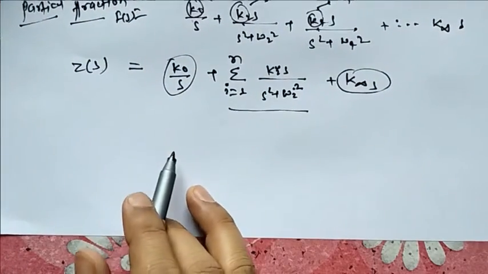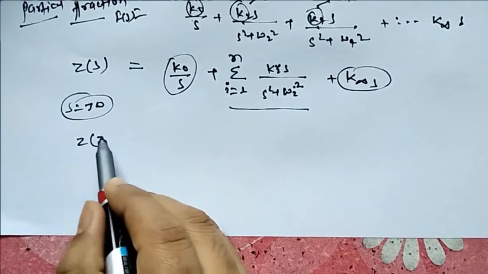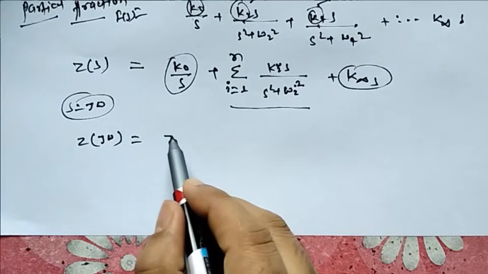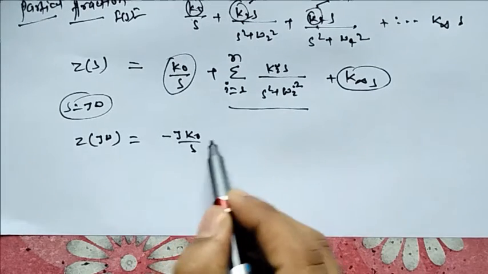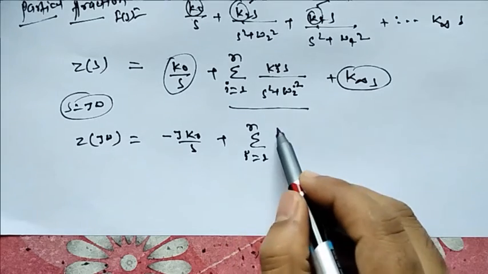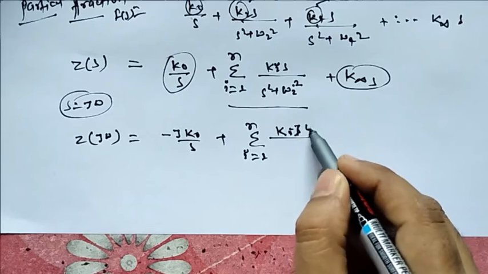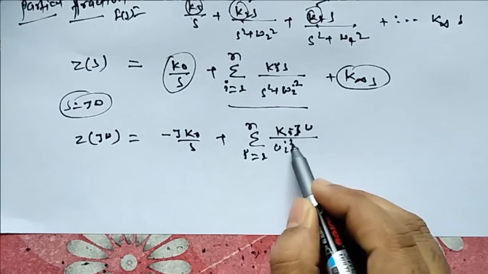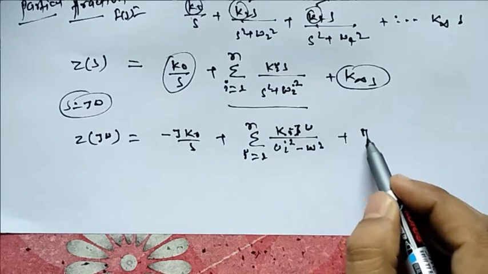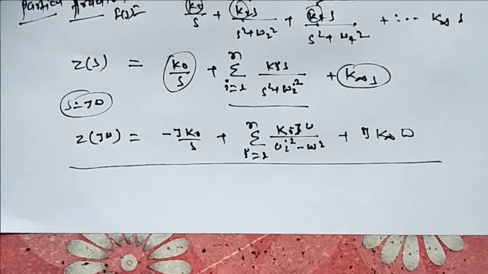Now if I put s = j omega here, Z(j omega), then this will become minus j k naught / omega plus the sum over i = 1 to n of k_i j omega / (omega_i squared minus omega squared) plus j k infinity omega. So this is the function that we have got.